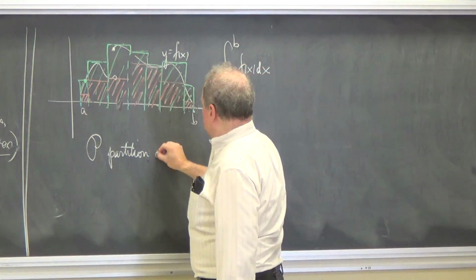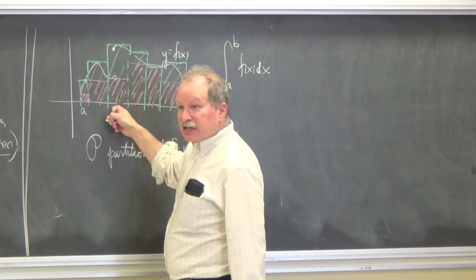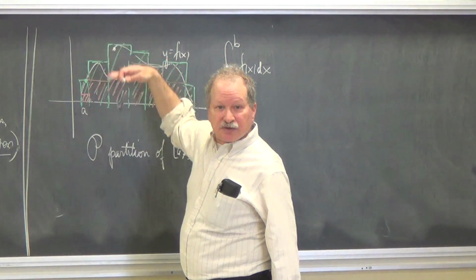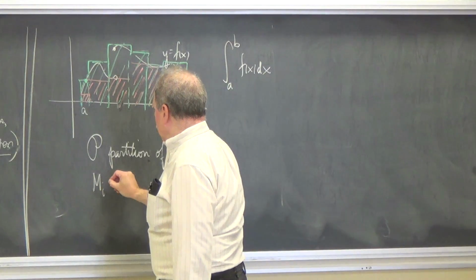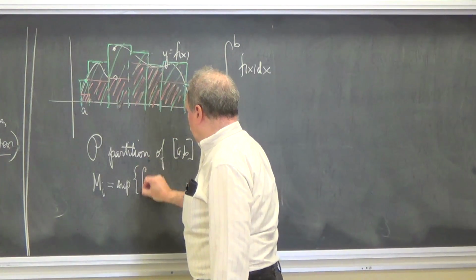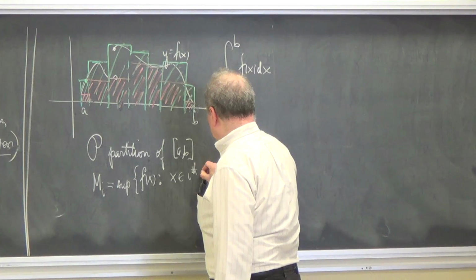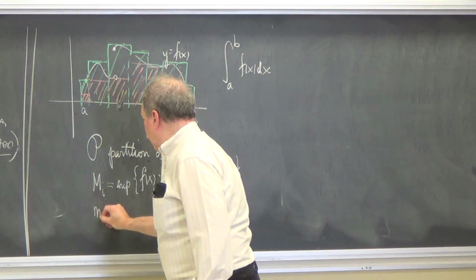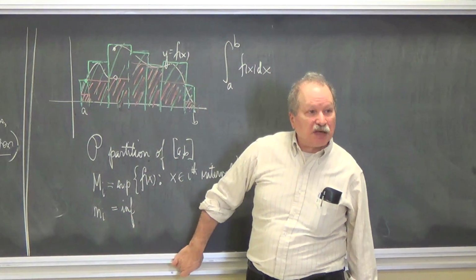So I'm starting off with a partition of the interval a, b here. And then to that partition, I associate to each piece the height of the circumscribed and the height of the inscribed rectangles. So capital M_i would be the sup of the values f of x when x is in the ith interval. And little m_i would be the inf. So remember, sup is like max and inf is like min.